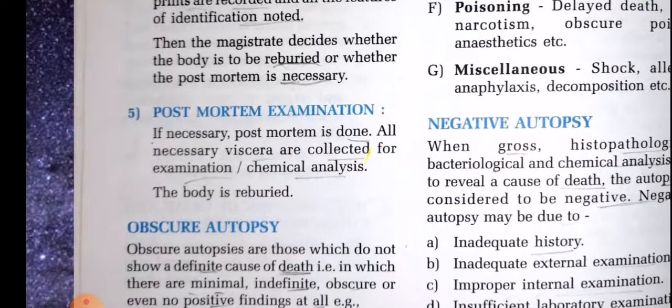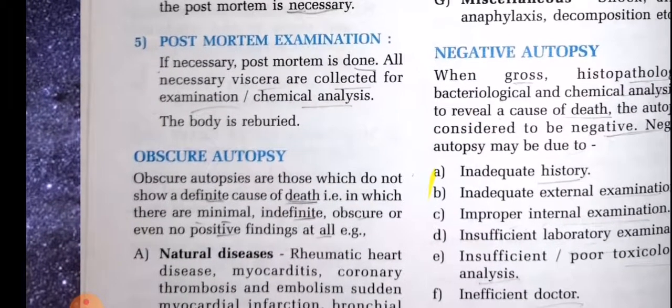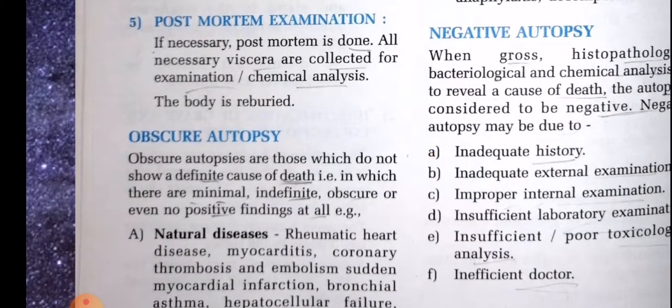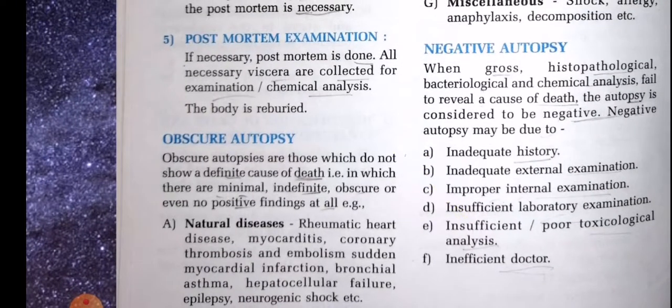Post-mortem examination. If necessary, post-mortem is done. All necessary viscera are collected for examination and chemical analysis. The body is reburied. What is an obscure autopsy? Obscure autopsies are those which do not show a definite cause of death, that is, in which there are minimal, indefinite, obscure, or even no positive findings at all.